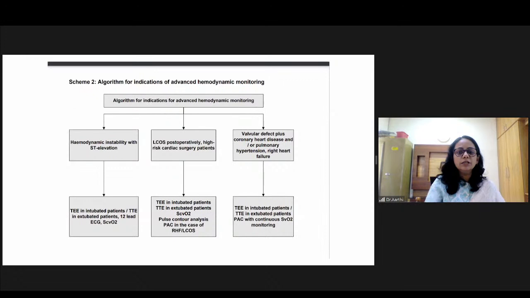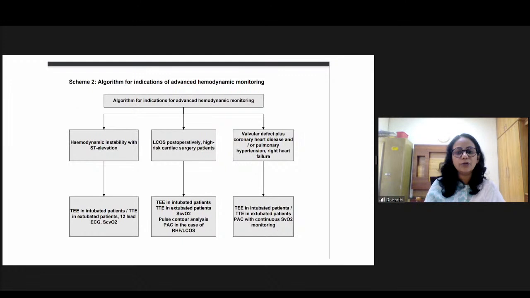As for the algorithm, the indication for advanced hemodynamic monitoring in cardiac surgical patients is when the patient has hemodynamic instability and obvious ST-T changes. Then if the patient is intubated, you go for a transesophageal echo, and if the patient is not intubated, a transthoracic echo. Along with that, a 12-lead ECG and a mixed venous oxygen saturation will help us with further hemodynamic assessment. When there is a low cardiac output status and the patient undergoes a high-risk cardiac surgery, then along with the transesophageal or transthoracic echo and the mixed venous oxygen saturation, we need to assess central venous oxygen saturation, and we can implement pulse contour analysis to assess the response.